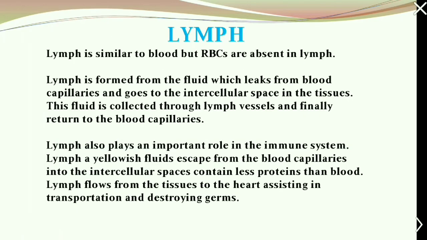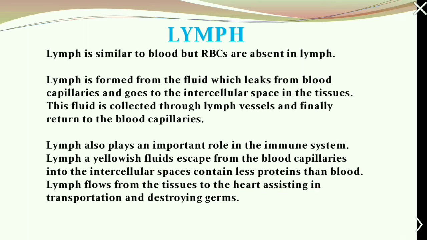Now, what is lymph? Lymph is similar to blood, but RBCs are absent in lymph. Lymph is formed from the fluid which leaks from the blood capillaries and goes to the intercellular space in the tissues. This fluid is collected through lymph vessels and finally returned to the blood capillaries. Lymph also plays an important role in the immune system. Lymph, a yellowish fluid, escapes from the blood capillaries into the intercellular spaces and contains less protein than blood.